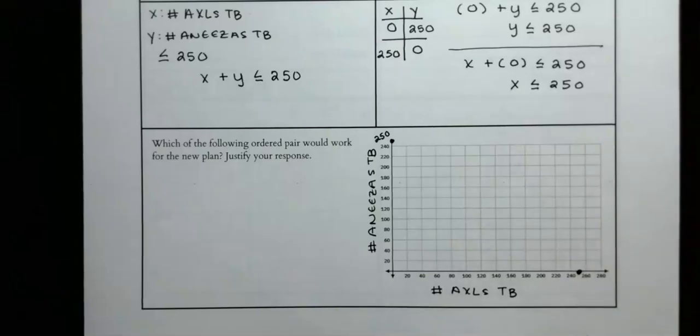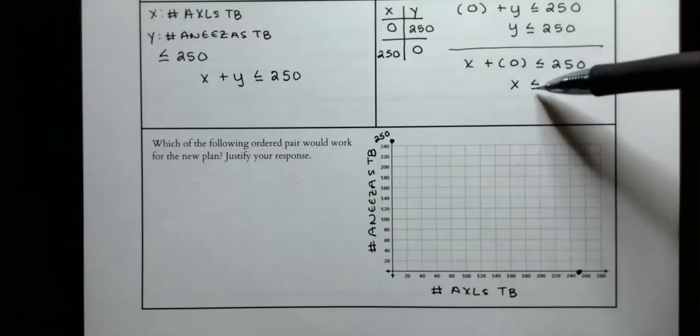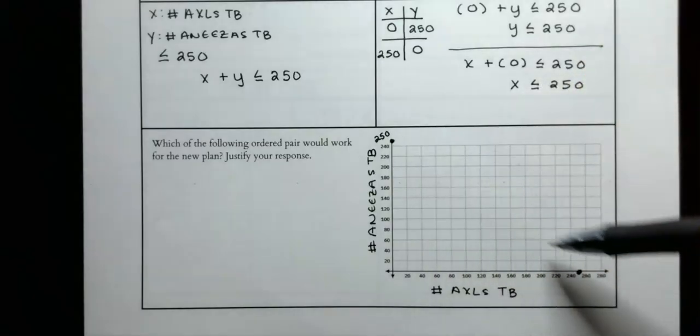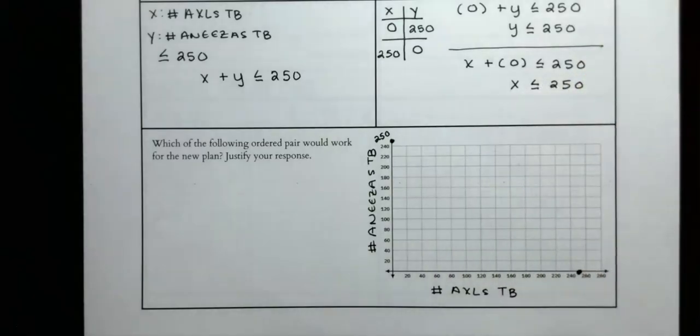So what I'm going to ask you to do is go ahead and create a line, connect these 2 points, but I do want to point out that because this one has an equal to sign, it is going to be a solid line that connects them.